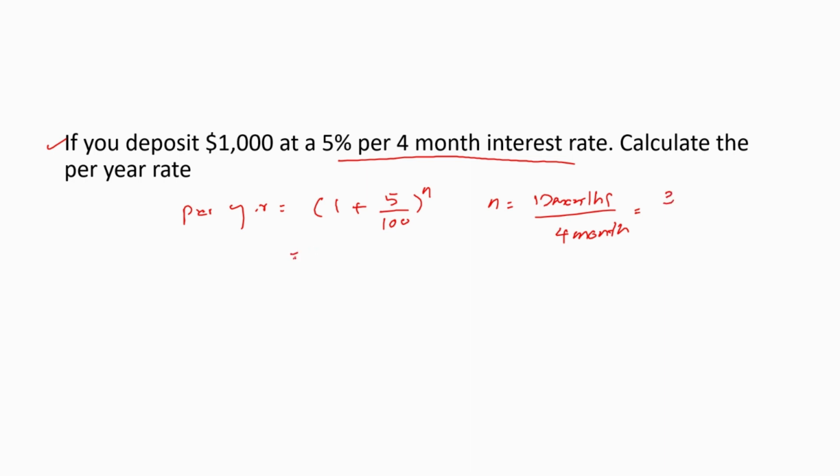Now we can assign this value. 1 plus 0.05 to the power 3, which is 1.1576.